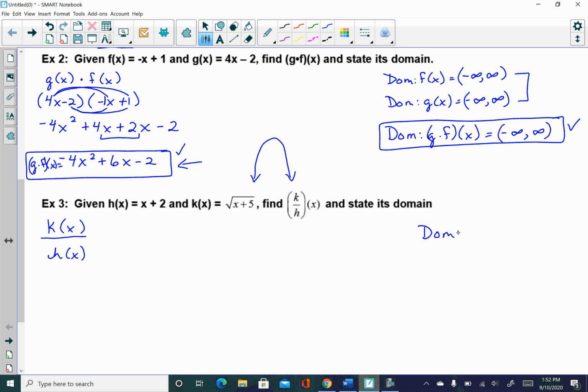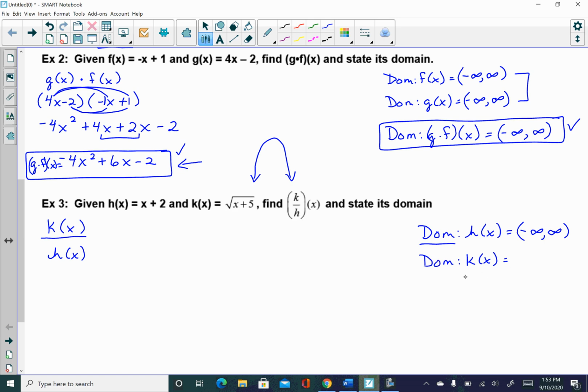So the domain of h of x, again, what does that look like if you were to graph it? Hopefully you agree, a straight line, so its domain is negative infinity to positive infinity. It wouldn't have any restrictions. The domain of k of x has got a radical, an even radical, a square root, so we know that even radicals have to stay positive.